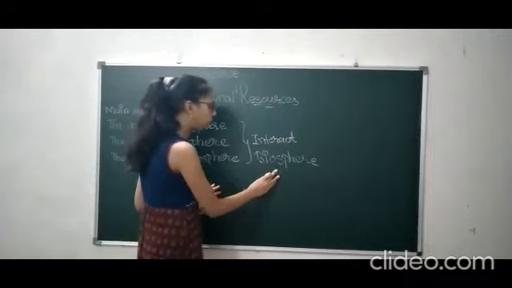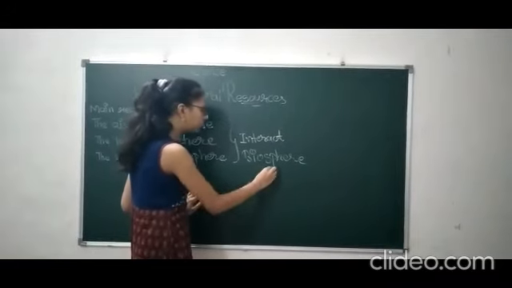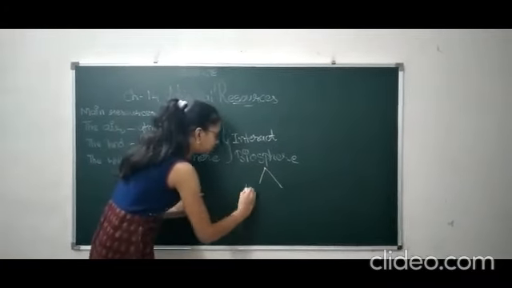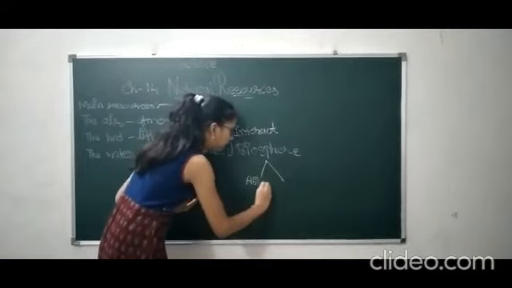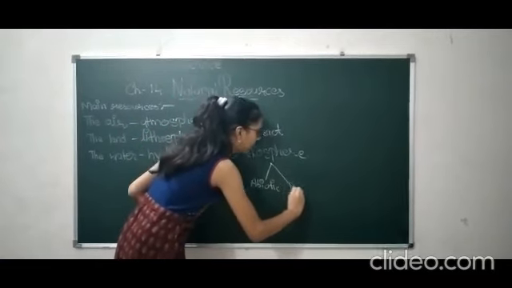Now we will talk about biosphere. So biosphere contains two types. That is abiotic and biotic.